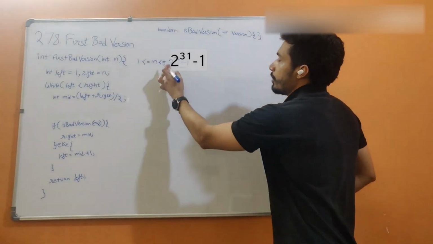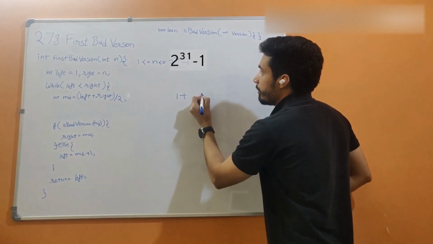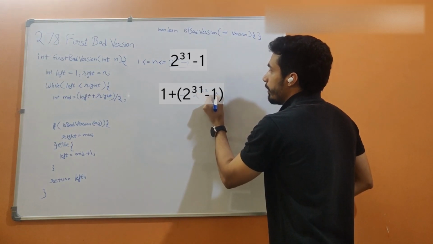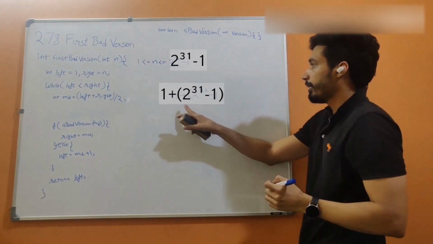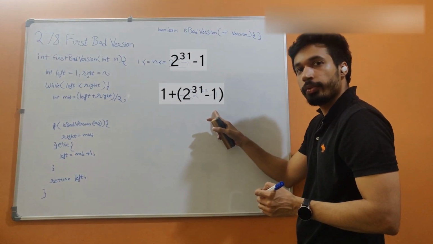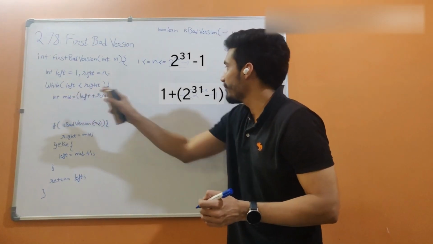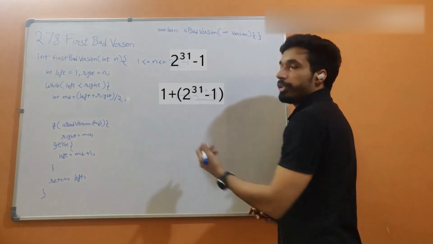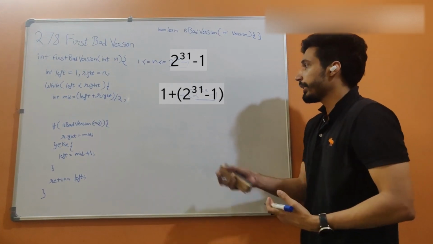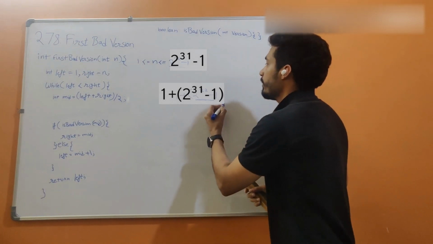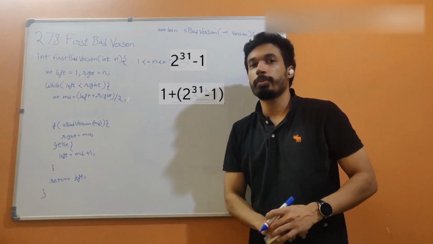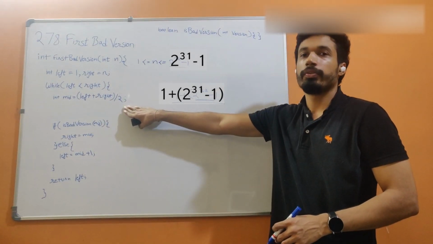Let me tell you the issue. So now let's say I add left as 1 and right as 2 to the power 32 minus 1, then what will happen? If we add 1 to the integer's maximum value, it is never going to fit into the integer, right? So it will start giving you negative values. And if it gives you a negative value, our mid will become negative and you will get an unexpected result from this program. So that's the issue with this statement.